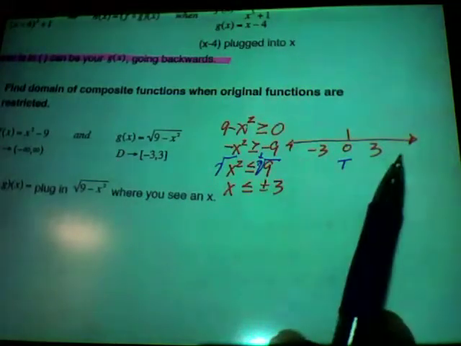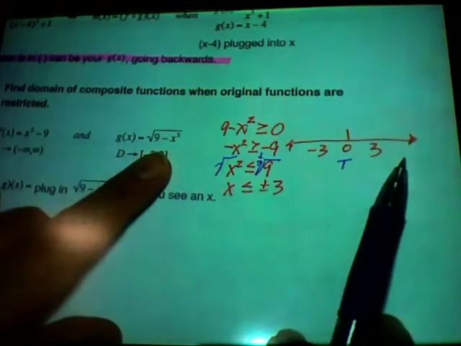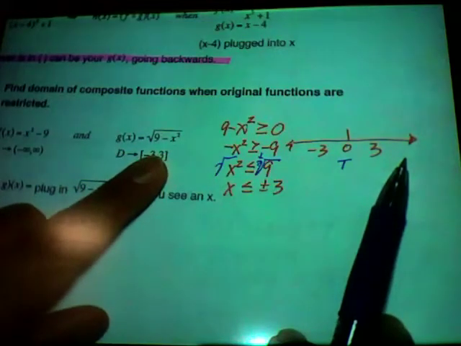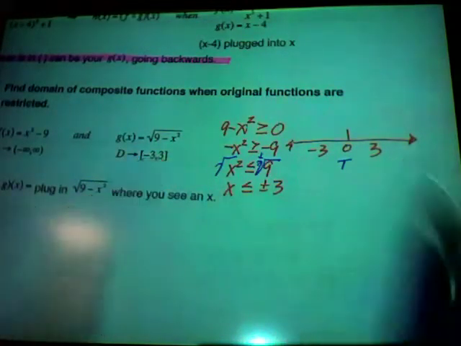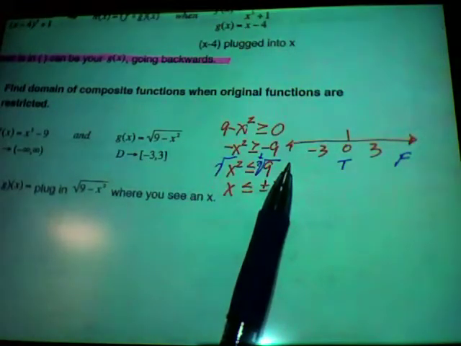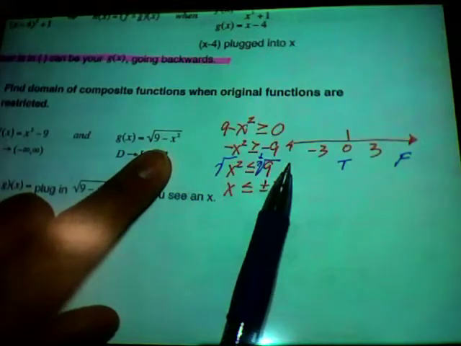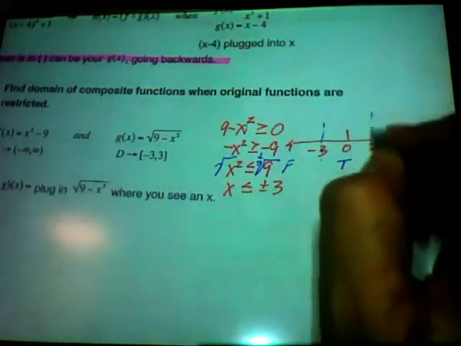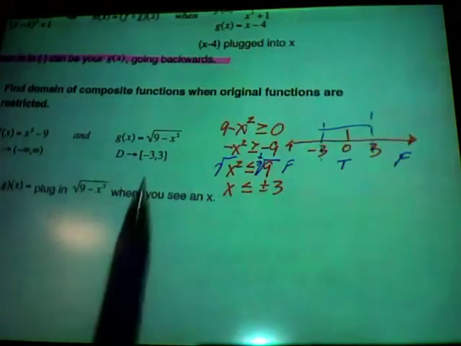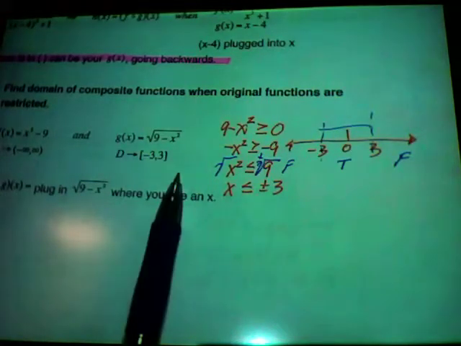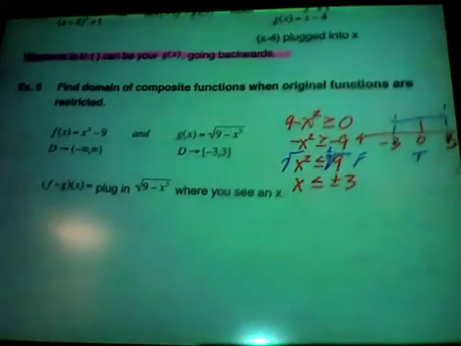What about if I chose 10 out here? What's 10 squared? 100. What's 9 minus 100 going to give me? A negative number. Can I take the square root of a negative? So it's false out here at 10. Then I like to choose negative 10. What's negative 10 squared? 100. 9 minus 100 is still a negative value. So isn't this false out here? So my answer is from here to here. Do you see why their domain includes negative 3 and positive 3 and everything in between? Okay. So that's why they put the restrictions on those.